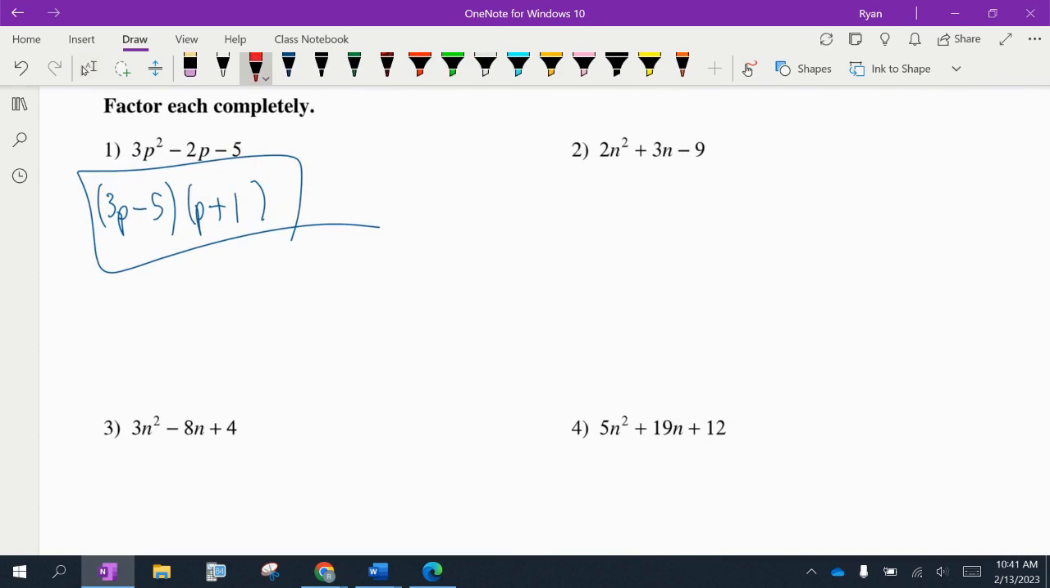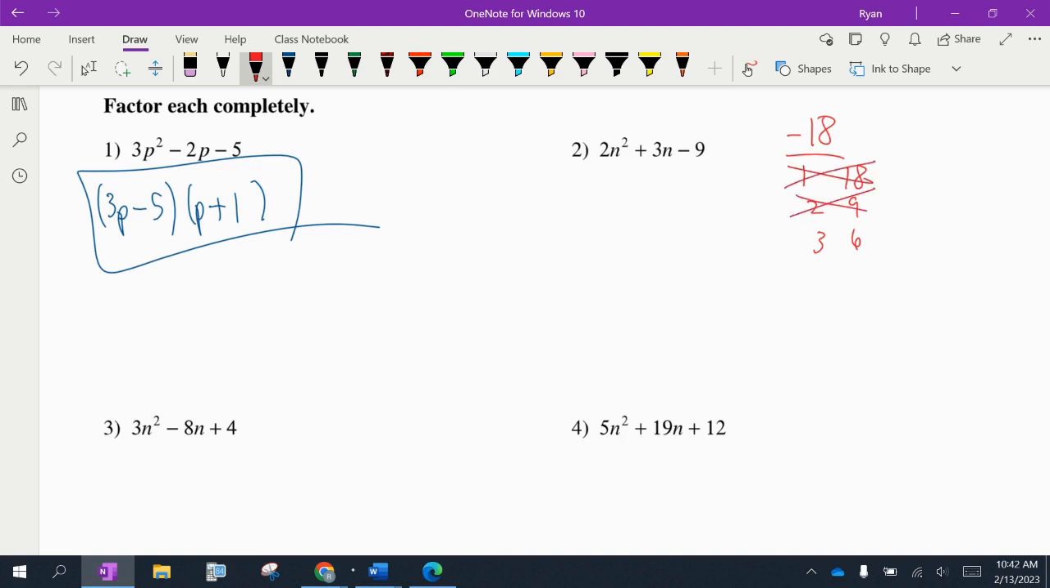This is called the split middle term method. Again, I'm not just multiplying to -9 and adding to 3. Because there's the number out front, that just doesn't work. Instead, I'm going to multiply 2 times -9, and that's -18. And I'm looking for two numbers that multiply to -18, but add up to 3. So to get to 18, there's 1 and 18, 2 and 9, 3 and 6. So these all multiply to a positive 18. I need to get to a -18, which means one of the numbers is negative, and they have to add up to a positive 3.